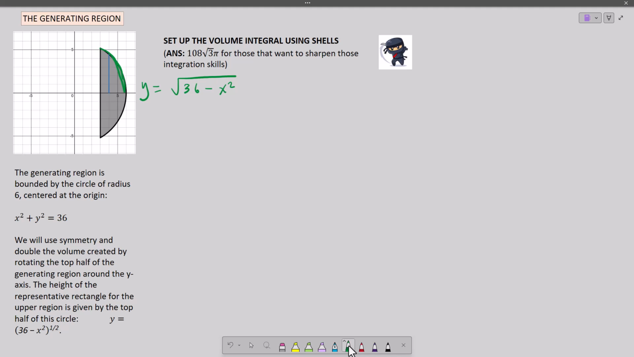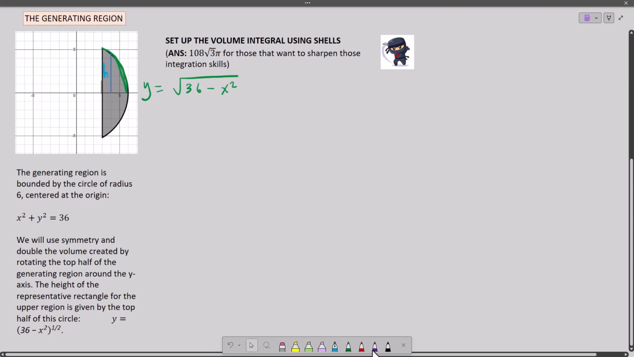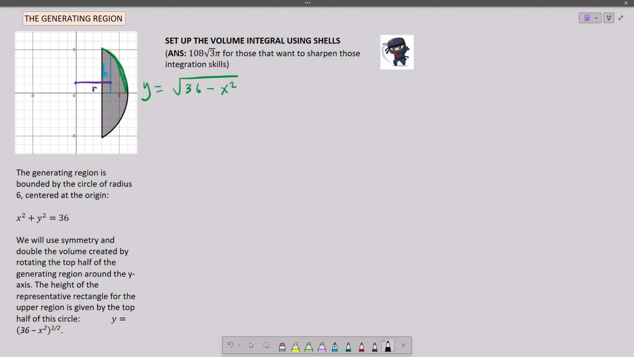And then with our element, our element's height right there is the blue. And let's go with purple. The radius is going to be this distance from there to there. So once again, if we do a shell, the area of a shell, or a cylinder, as we've been calling them, the area of a cylinder is 2 pi RH. And we know we want to turn everything into x's.